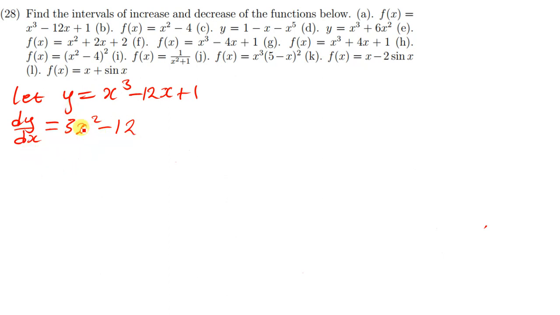So from there we can now find the interval. So how do we find the interval of the function which is increasing?